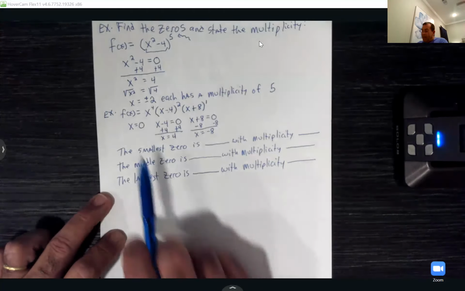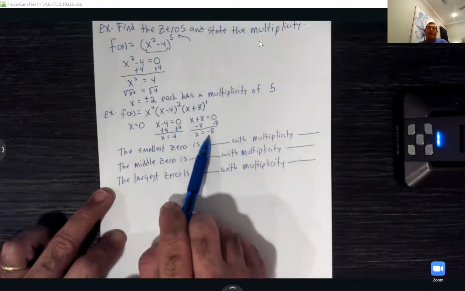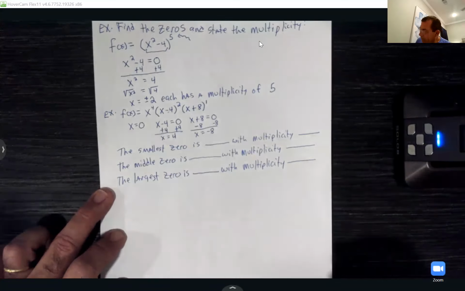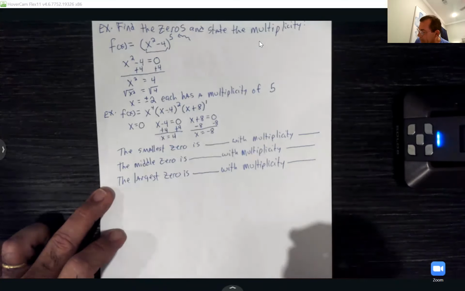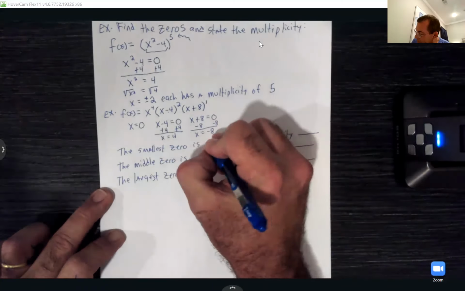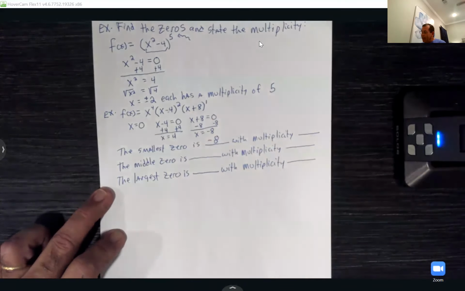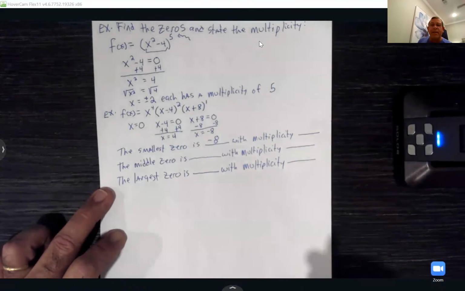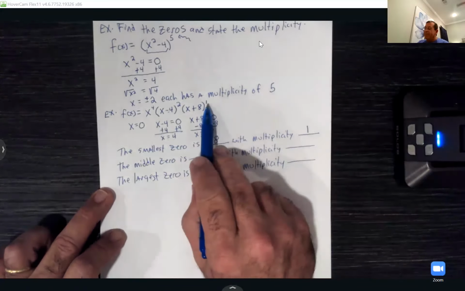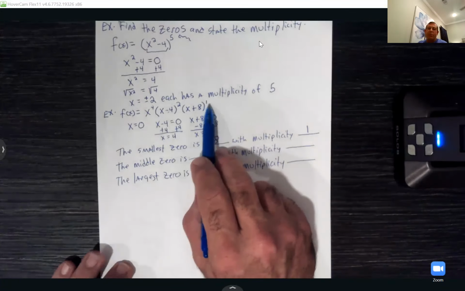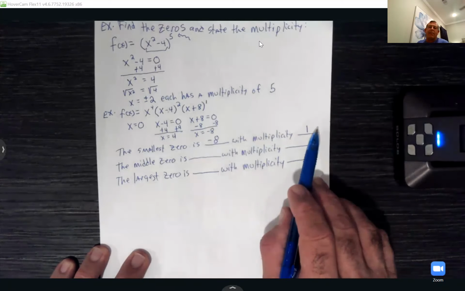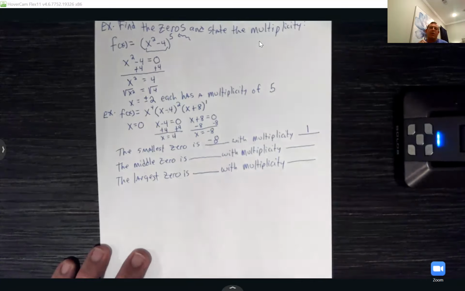All right, so let's see what we got. We got a 0, a 4, and a negative 8. So that means my smallest 0 is what? X plus 8, or negative 8. So the negative 8, good job. And it has a multiplicity of what? 1. 1, there you go. And that's why you always got to visualize that as a 1. Some people will think, well, there's no exponent there, so they make that a 0, but no. If there's not an exponent, it's always a 1.